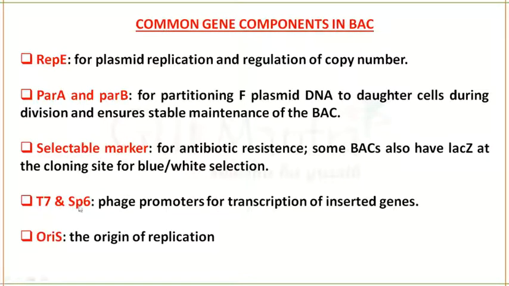T7 and SP6 are phage promoters for the transcription of inserted genes. So T7 is basically a promoter, and why is a promoter necessary? For the transcription of that particular gene. ORI means origin of replication. These are the most important components of a bacterial artificial chromosome, very important for you to know.